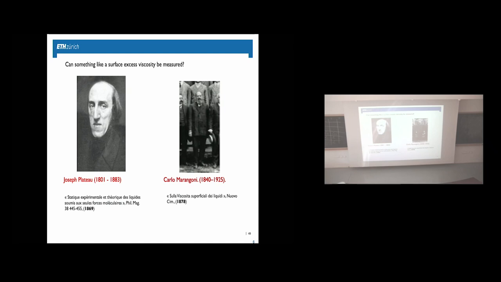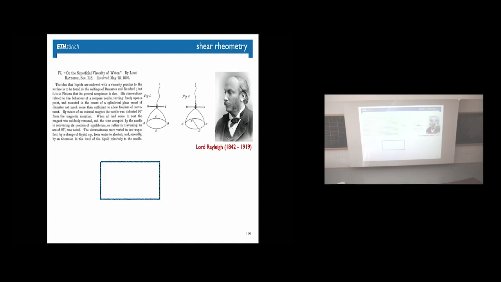And he said, I will do an experiment, much better, where I take a disc at the interface, I put the needle in a disc, and I do the same experiment, with and without saponin, and Marangoni did not see a difference at all, right? So Marangoni said, you're full of crap. Surface viscosity does not exist. Okay, good. Lord Rayleigh came to the rescue.